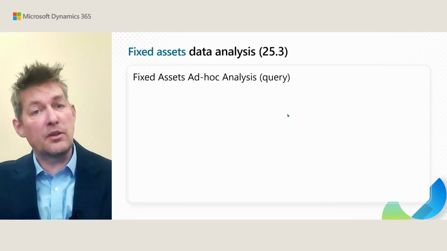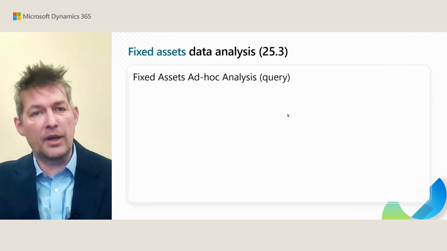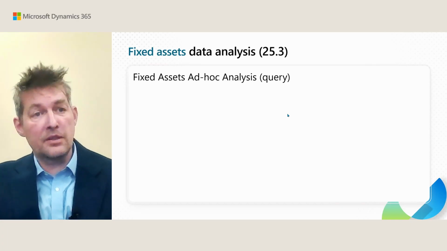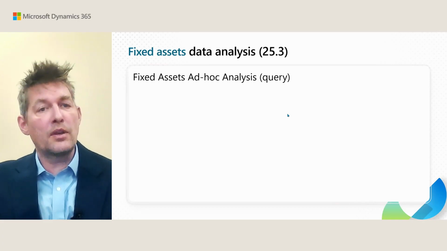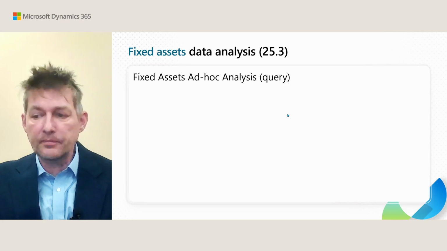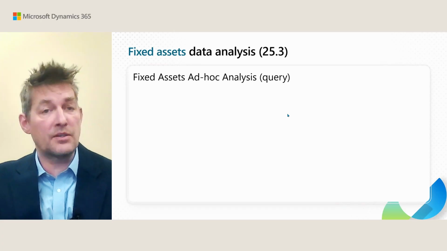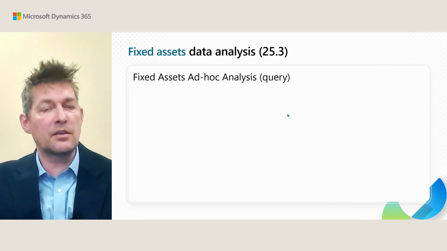As a bonus that you already have in your environment today, if you're on a version 25.3 or later, similarly to the sales order and purchase order analysis, we also added a fixed asset ad hoc analysis query that joins the fixed asset ledger entries to other things such as fixed asset class, subclass, and things on the fixed asset card, such as depreciation book. So that allows you for a really flexible analysis on your fixed assets transactions.